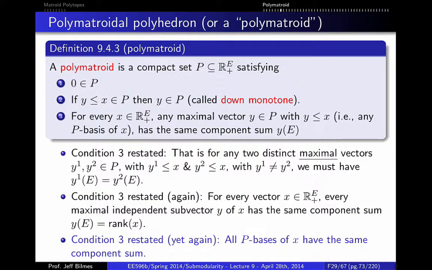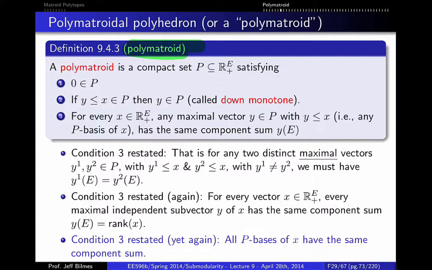So here's another way of restating condition 3. All P bases of x have the same component sum. So take which one you like. It's all the same thing. So this is a polymatroid. Now we've talked before about polymatroid functions. What we're defining here is not a polymatroid function. What we're defining here is a polyhedron, right? And it's actually also pretty clearly a polytope. We haven't said anything about functions yet.